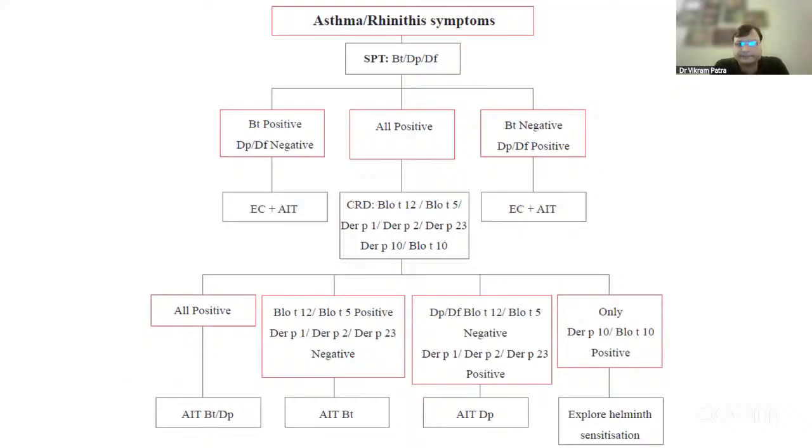Now, this is a simple flow chart. We can go stepwise. We are going for a skin prick test with Blomia, DF, DP. Say if Blomia is negative and DF, DP is positive, then straight away we will start sublingual immunotherapy, DF, DP. Whether to start SLIT or SCIT is a point which Dr. Gayatri is going to discuss in our next talk.